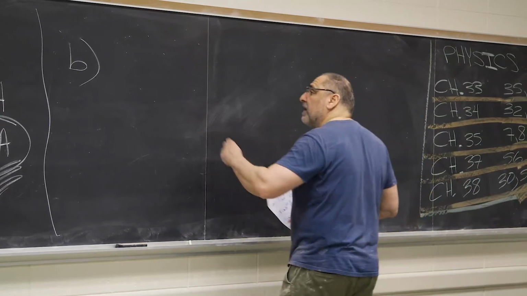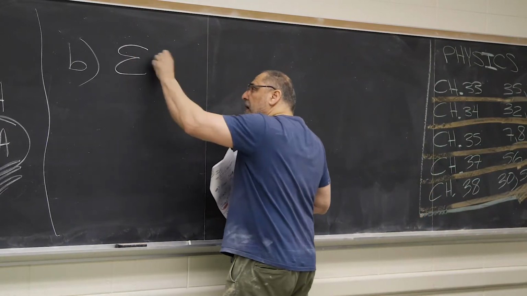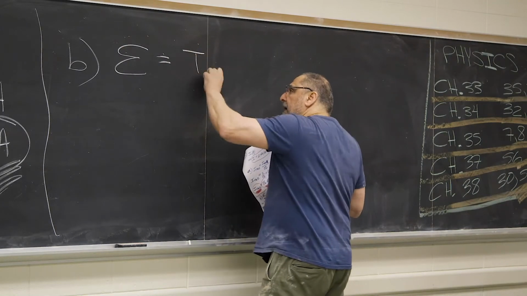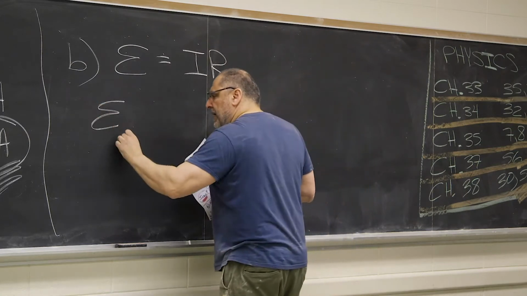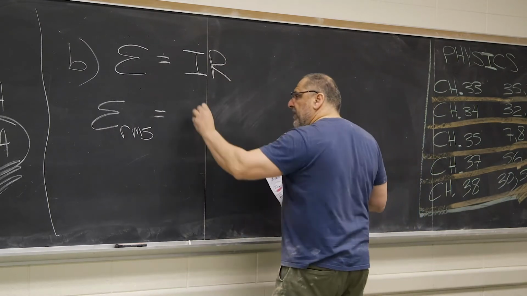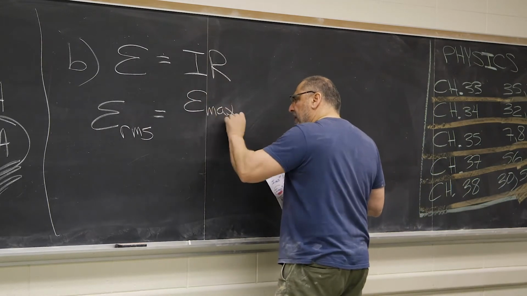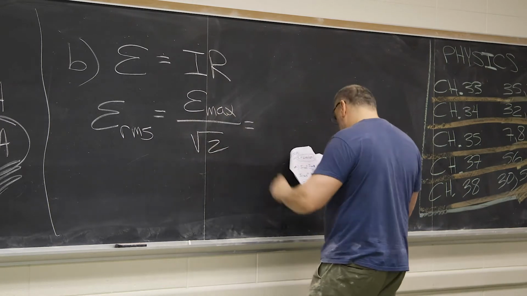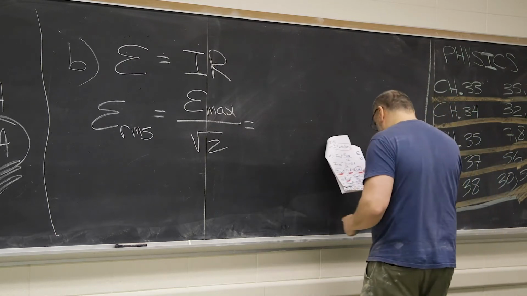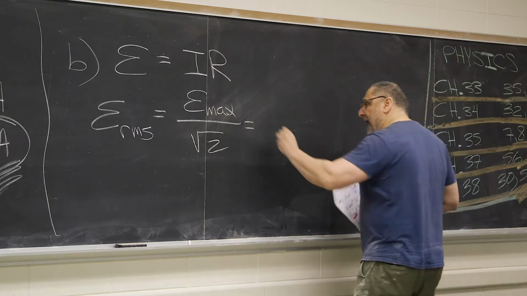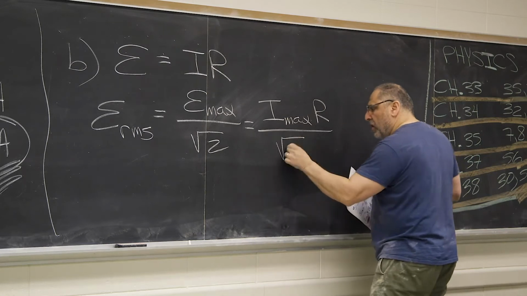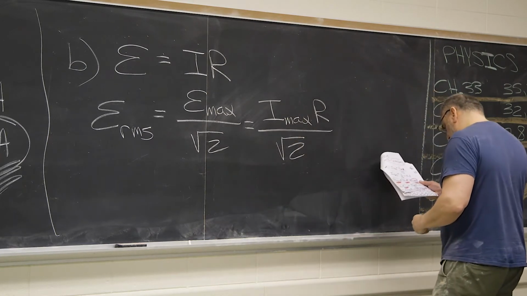Okay, a lot has happened here. Let me just tell you what you should be doing. Again, make sure you're watching this stuff. E is IR. ERMS is Emax over the square root of 2. Emax, see, I did something here I shouldn't have done, but that's okay. We're going to fix it right now, in fact. Emax is Imax times R, and over the square root of 2 is going to keep us going.